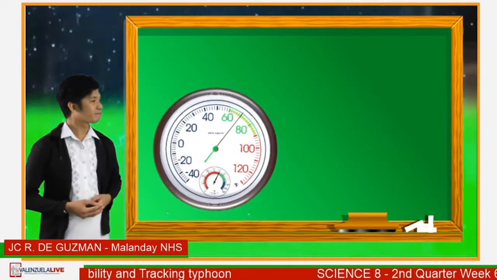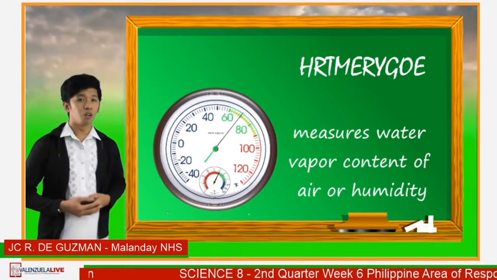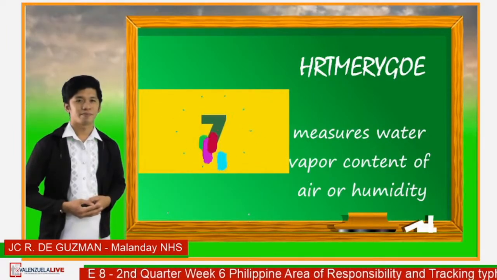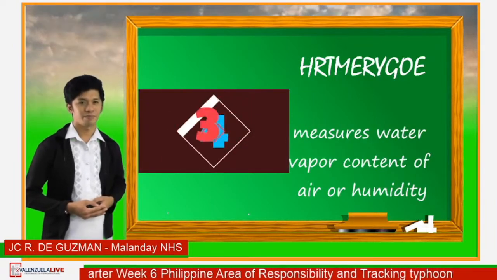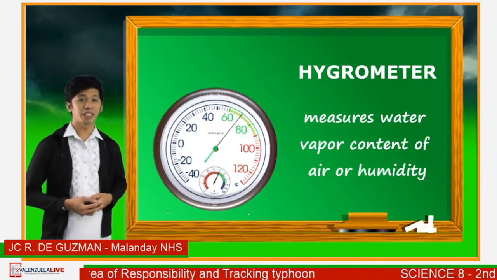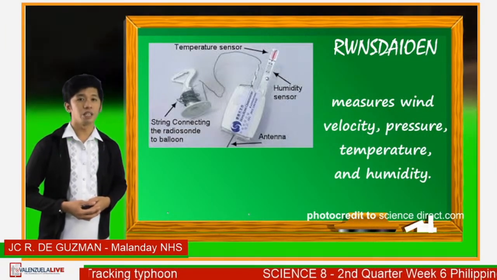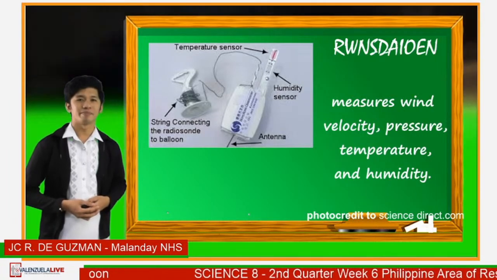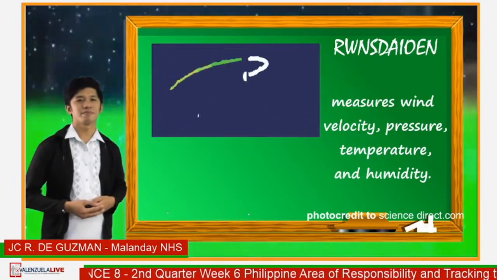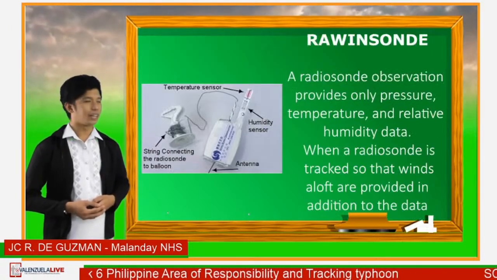Fifth feature. This instrument measures water vapor content of air or humidity. Your time starts now. Time's up. The correct answer is hygrometer. Sixth feature. This instrument measures wind or wind velocity, pressure, temperature, and humidity. Your time starts now. Time's up. The correct answer is rain gauge.